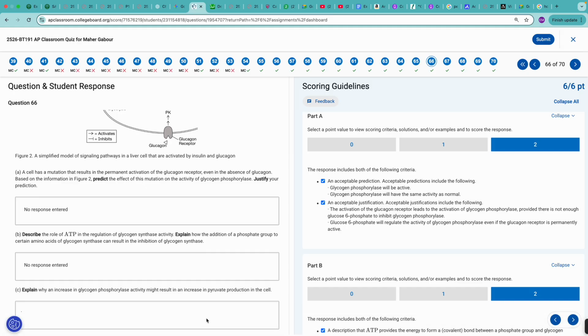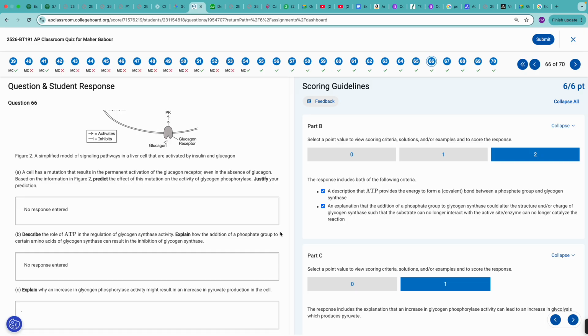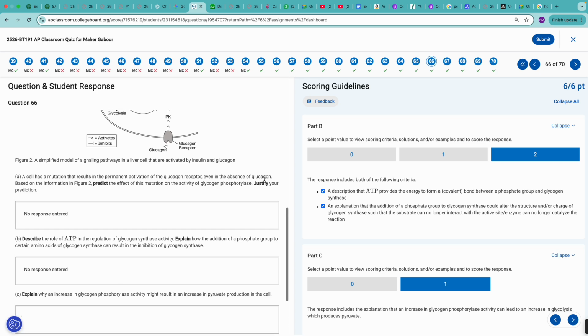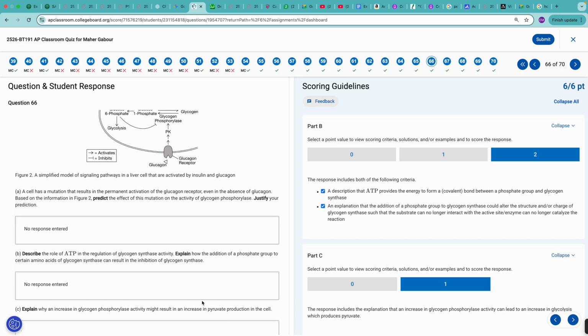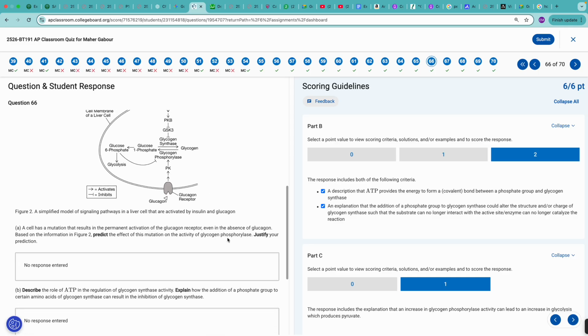Describe the role of ATP in the regulation of glycogen synthase activity. Explain how the addition of a phosphate group to certain amino acids of glycogen synthase can result in the inhibition of glycogen synthase. Okay, now I understand it.